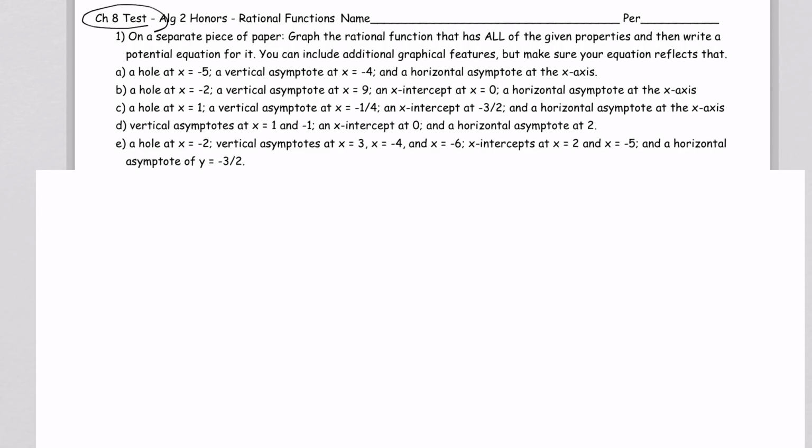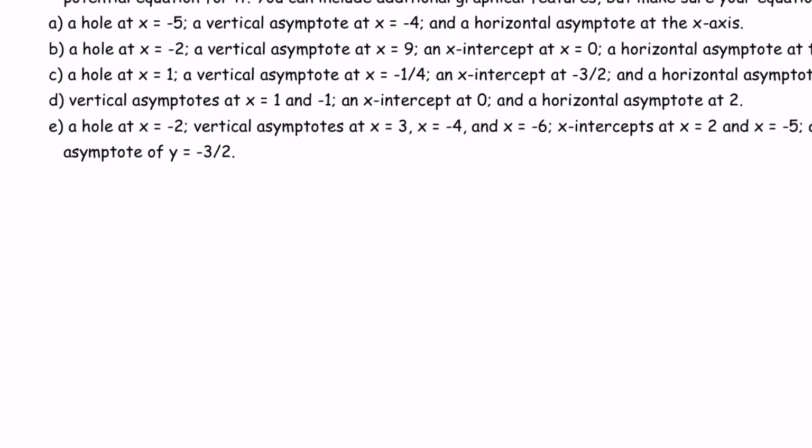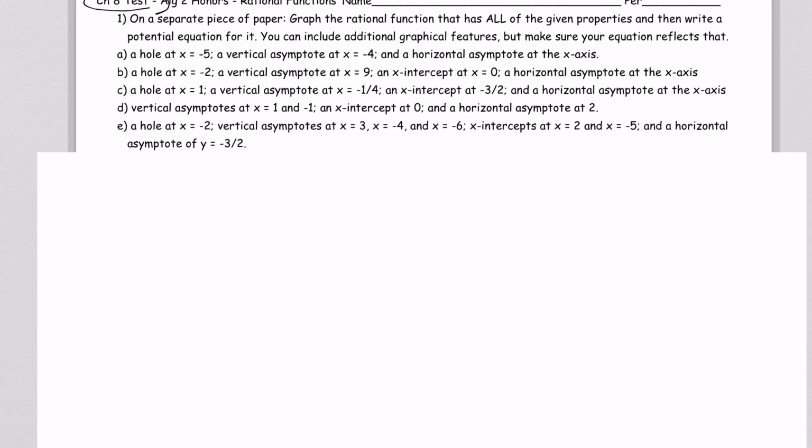So, problem number 1. We are given some information, and we want to graph a rational function and write an equation for it. So, let's see what we can do. Let's go ahead and do A. So we have a hole at x equals -5. I don't care which you do, write it first or draw the graph first. I think maybe it's just a preference as to which one you think is easier to do first. Let's go ahead and graph it first. I think that might be helpful.